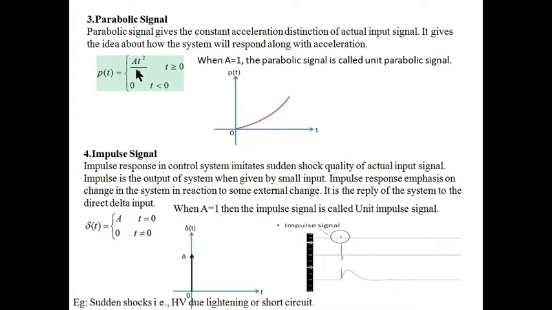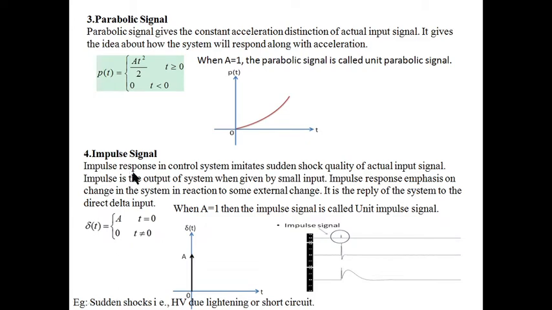So here p of t is equal to 0 when time is less than 0, and when time is greater than or equal to 0, then it is a t square upon 2. When a is equal to 1, the parabolic signal is called the unit parabolic signal. Here you can see how this parabolic signal looks.